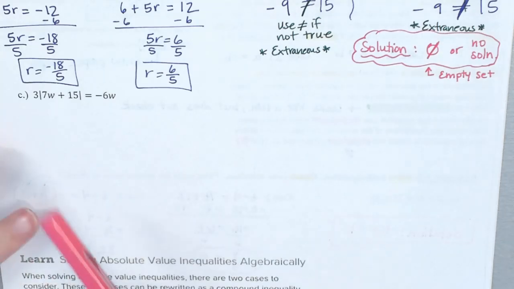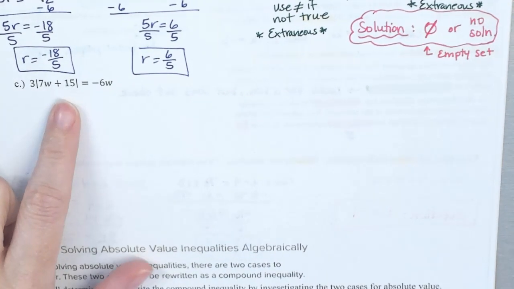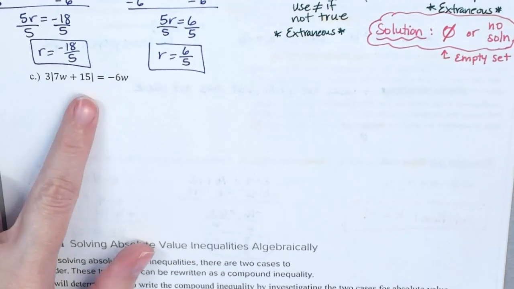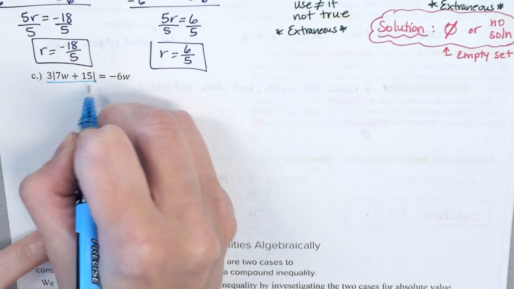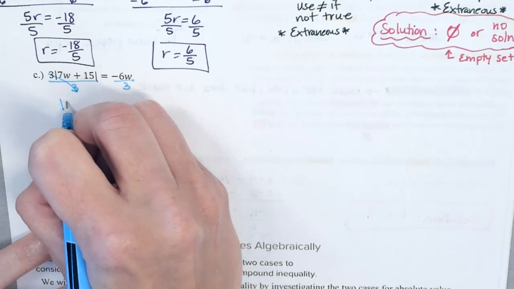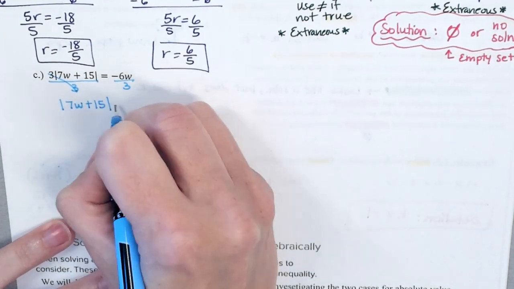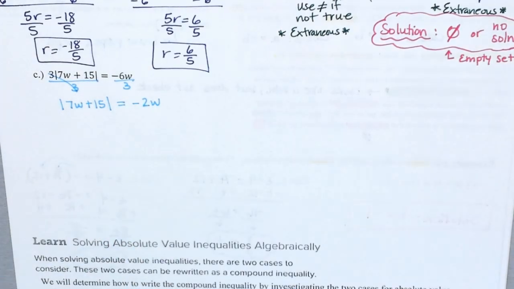For part C, we want to isolate this absolute value. John, can you help me with that? What would I do first to get the absolute value by itself? What do I have to move over? Yep, we're going to divide both sides by 3. So that will cancel, and now you will have the absolute value isolated. Now remember, you can divide this. It's just negative 2w. And we're going to set up our 2 cases here.